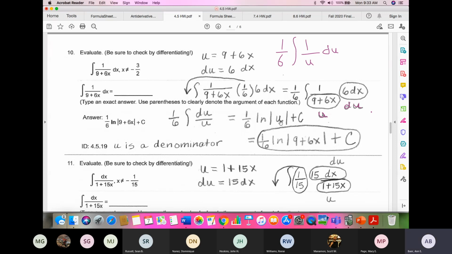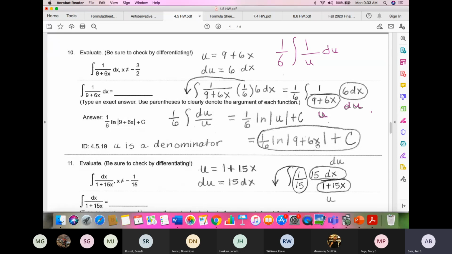So we don't want to leave it in terms of u, though. We want to write our answer in terms of x. And we know from here that u is equal to 9 plus 6x. So we take out the u inside the absolute value sign here and replace it with 9 plus 6x. So our final answer is 1/6 ln the absolute value of 9 plus 6x plus our constant of integration.